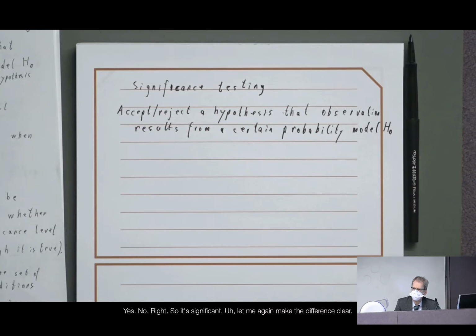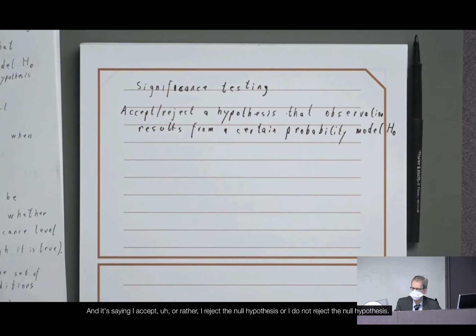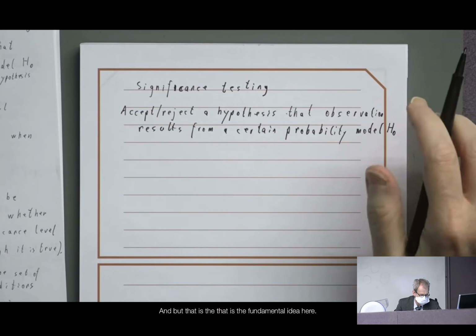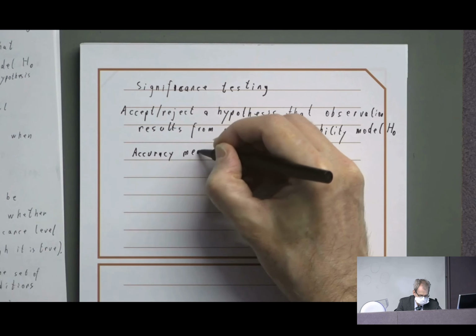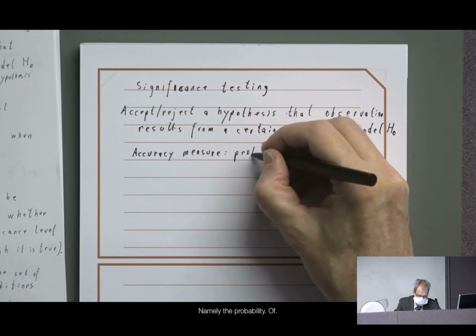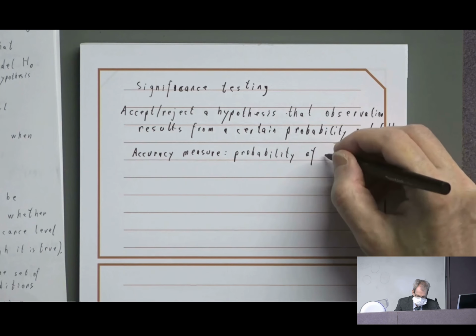Let me again make the difference clear. When we're dealing with confidence intervals, we're getting real numbers around the mean and saying, okay, our sample mean lies between here, here, and here. A significance test has as its output a binary decision. Right? It's saying I reject a null hypothesis, or I do not reject a null hypothesis. We'll talk in a second about why I'm talking only about rejection and not about acceptance. But that is the fundamental idea here. And there does exist an accuracy measure for it, namely the probability of accepting a hypothesis even though it is false.